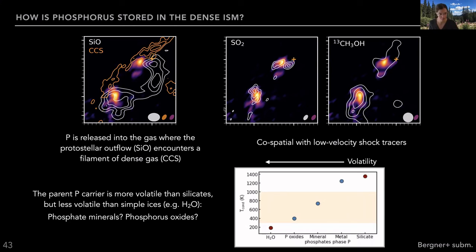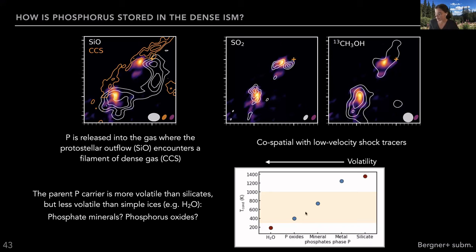phase in these regions. So we know that the parent phosphorus carrier is more volatile than silicates because it's showing up with these low velocity shock tracers. But we also know that it's less volatile than simple ices because we don't detect phosphorus molecules towards regions like hot cores or hot corinos.